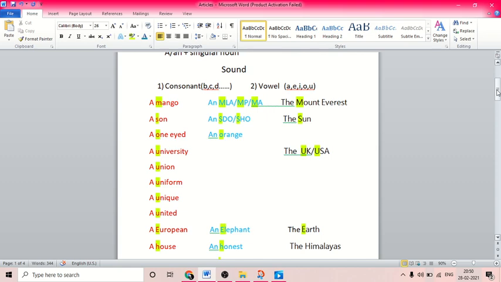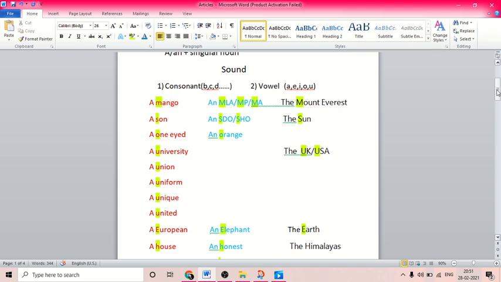Now see the difference between the sounds. A mango starts with the ma sound, that's why we use a. MLA starts with an em sound, that's why we use an. Now see the next example. A sun, an SDO. Sun starts with the s sound, that's why we use a. SDO starts with an e sound, that's why we use an.